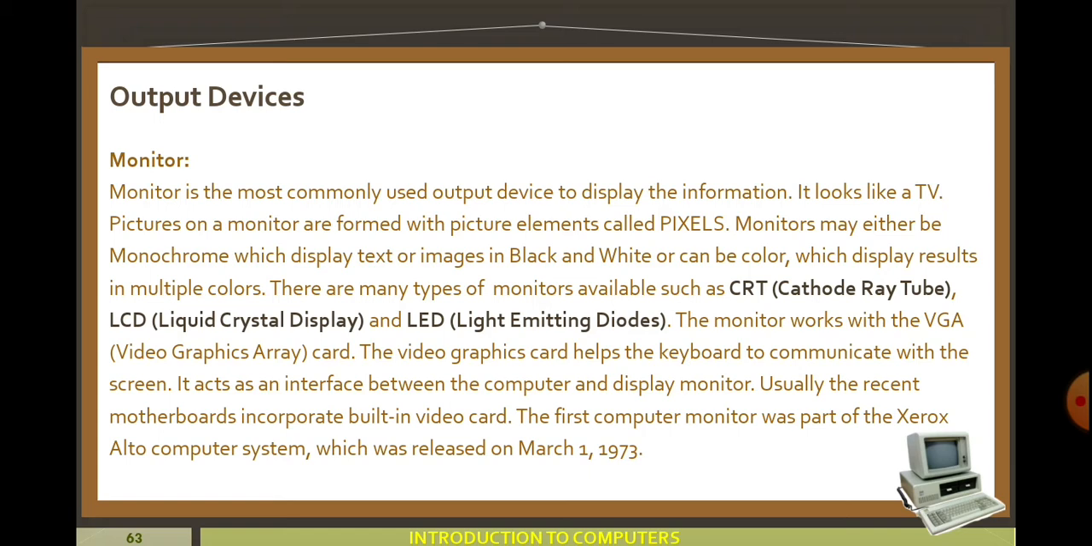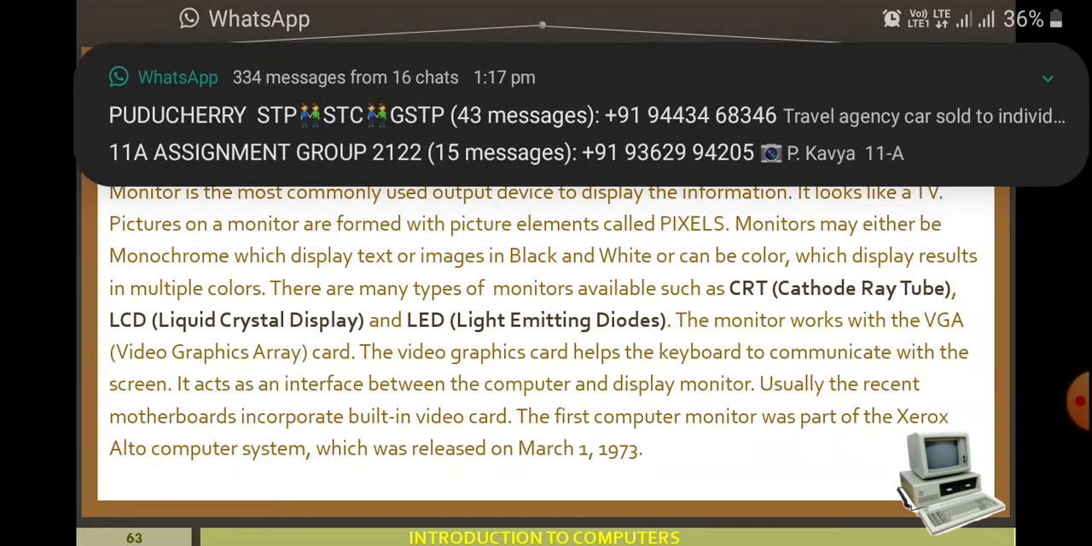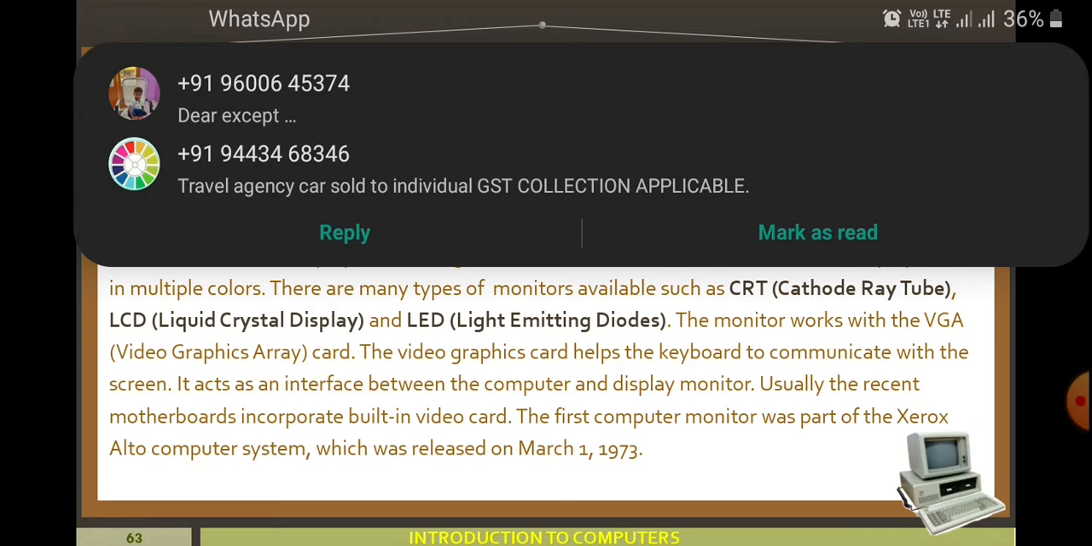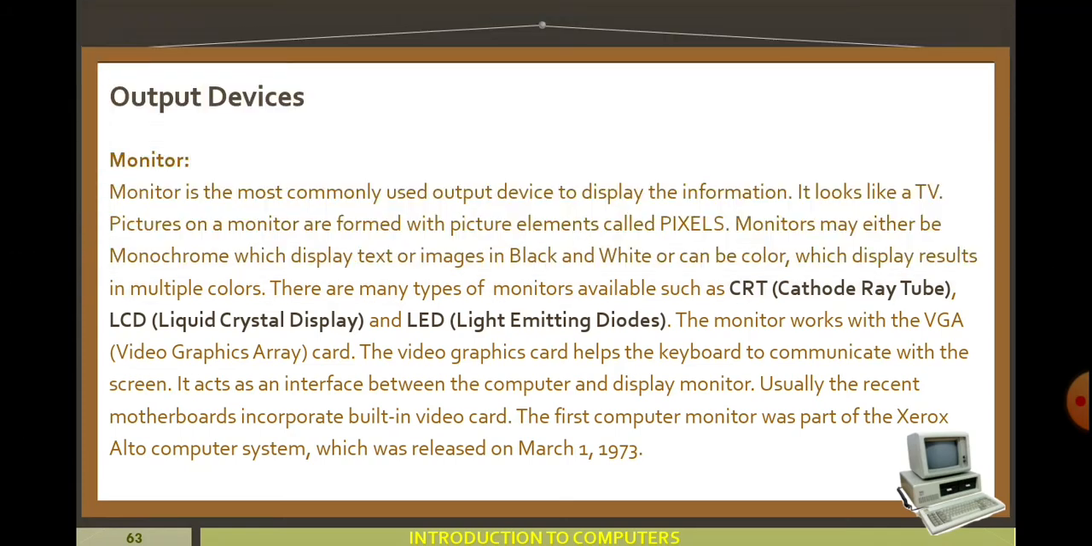What are the output devices we are using? Monitor, speaker, plotters, printers. These are all known as output devices. Now in this video class we are going to discuss the output devices one by one. First we discuss what is meant by a monitor. The monitor is the most commonly used output device to display information. It is the common output device connected to your computer.